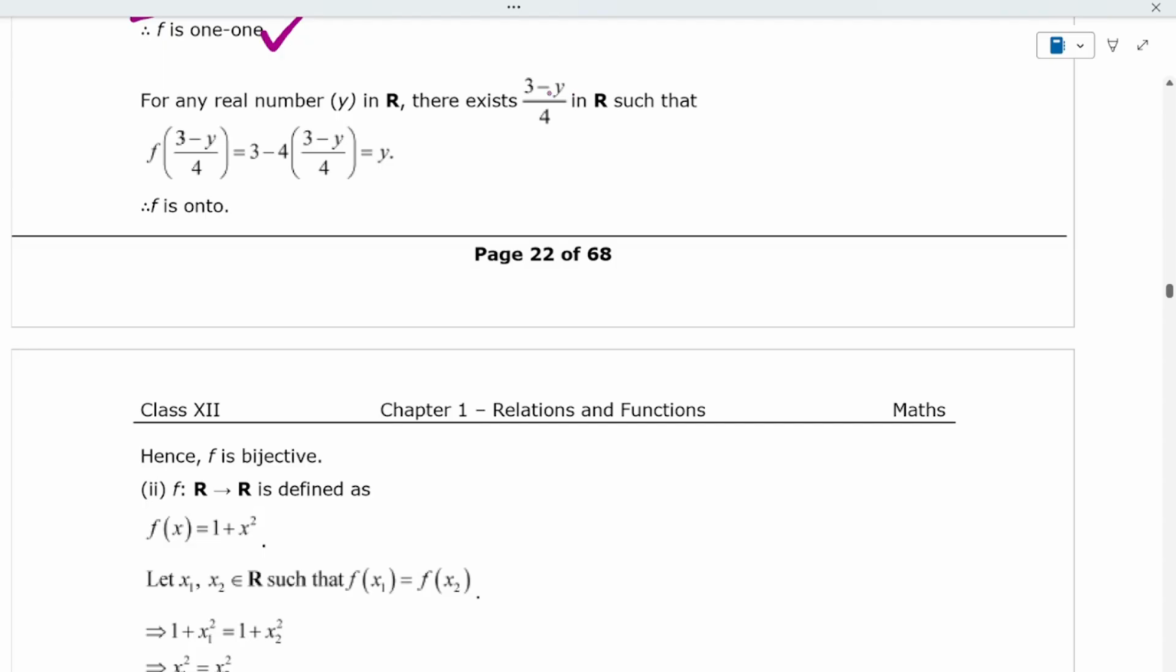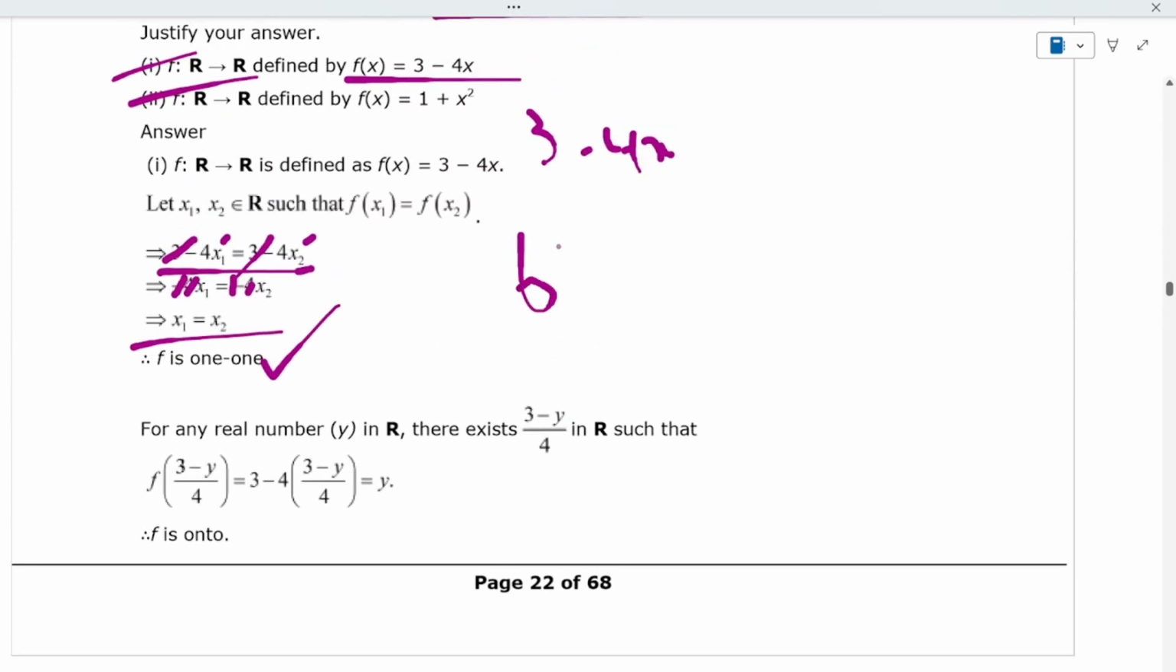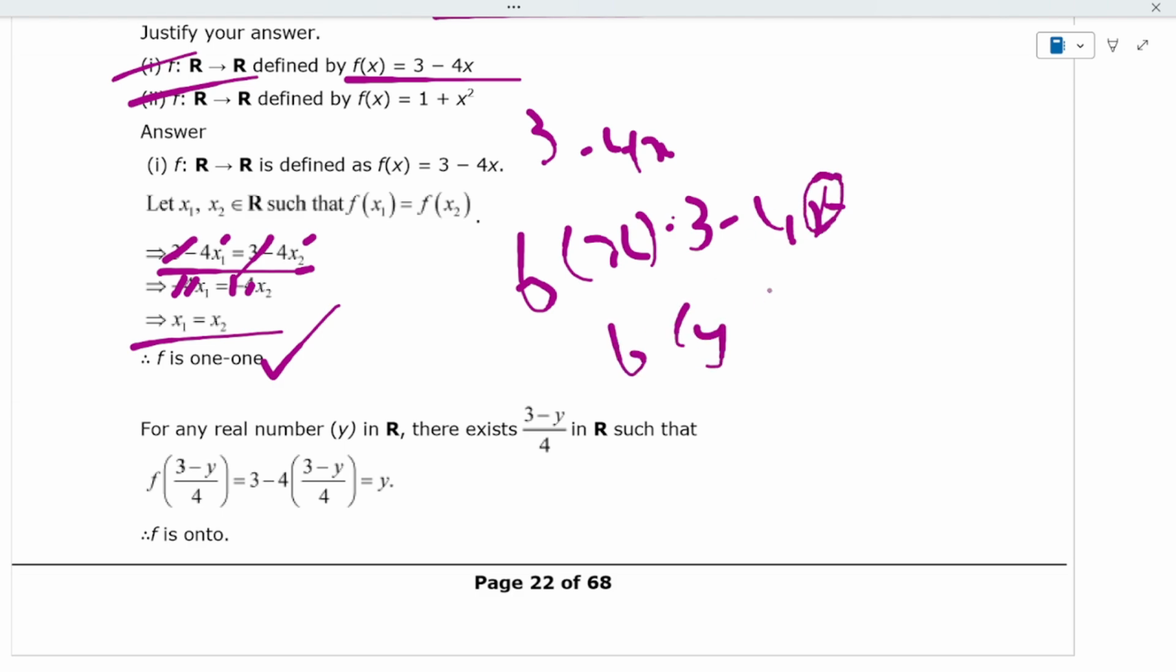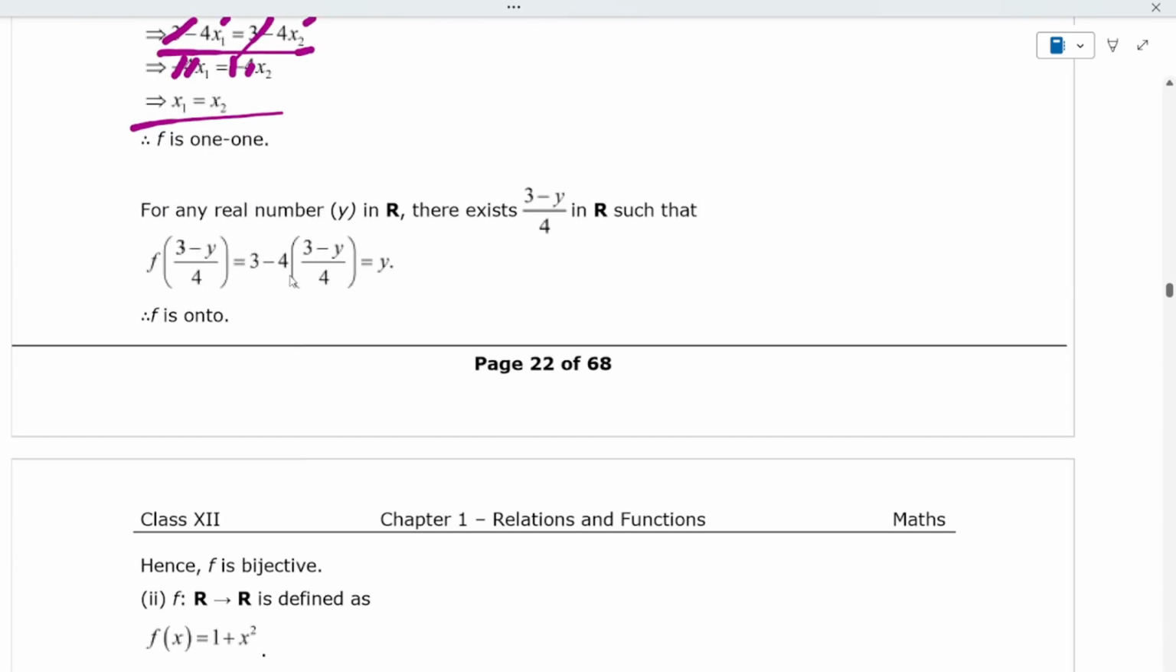Next, see here they have given f of x is equal to 3 minus 4x, right? Now you have to make this x place y. That means f of y will be equal to 3 minus y by 4. These both are multiplication, so you have to make it division. That you can make as divided by 4. That means 3 minus y by 4 is equal to 3 minus 4 of y.